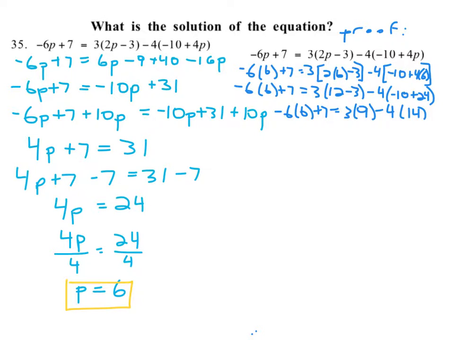Now I can do the multiplication. So negative 36. What I was doing there, just to be clear, I was waiting on that step because I want to follow order of operations: I do everything in parentheses first, then I do all the multiplication. Okay, so now I can say negative 6 times 6 is negative 36 plus 7 equals 3 times 9, 27.